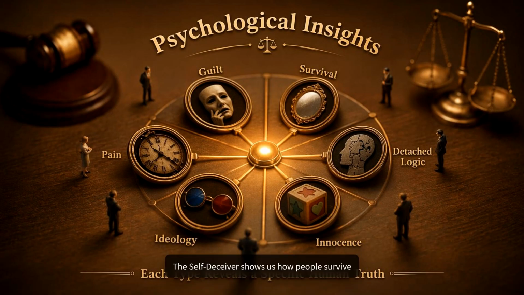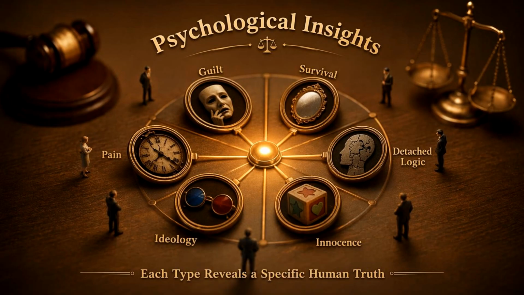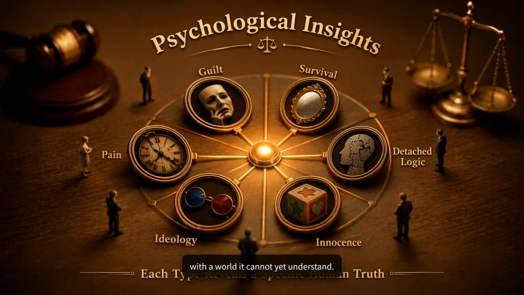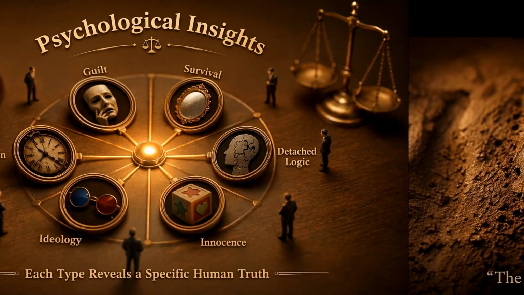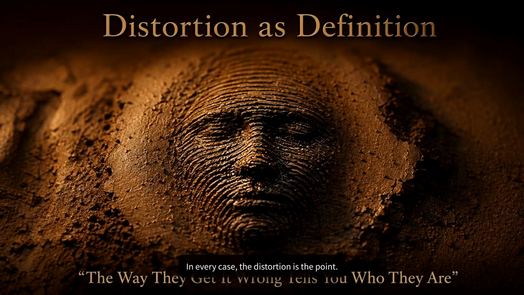The self-deceiver shows us how people survive by refusing to see themselves clearly. The madman shows us the terrifying logic of a mind detached from shared reality. The knave shows us innocence colliding with a world it cannot yet understand. The prejudiced narrator shows us how ideology can quietly devour empathy. And the traumatized narrator shows us how pain reshapes memory and time itself. In every case, the distortion is the point. The way a narrator gets the story wrong tells you exactly who they are.